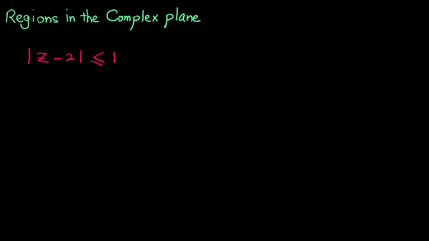In this video, we want to learn how we can sketch the regions in the complex plane. Our first example is the absolute value, or modulus, of z minus 2 less than or equal to 1. We want to sketch the region for this. But before we start, let me remind you of the geometric interpretation for the absolute value, or modulus, of a complex number.